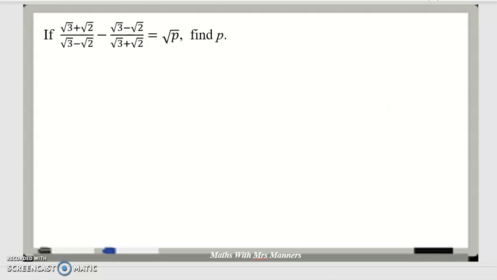This is the first question. It says if this expression, so it's root 3 plus root 2 over root 3 minus root 2 minus root 3 minus root 2 over root 3 plus root 2 equals root p, find p. So we've got this complex expression here, definitely more complicated than we're used to, and then we're told that it equals this nice little expression root p, and we have to find p.